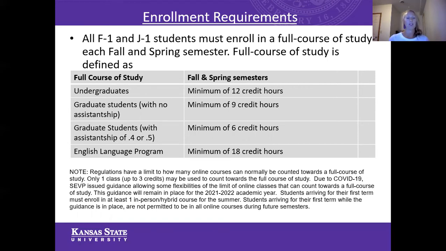Prior to COVID, there was a limit that only 1 class, so 3 credit hours, could be counted towards this full course load. So what that meant, if you were an undergraduate, is that you had to be in 9 hours that were on campus, 3 could be online, and that would total the 12 credit hours.